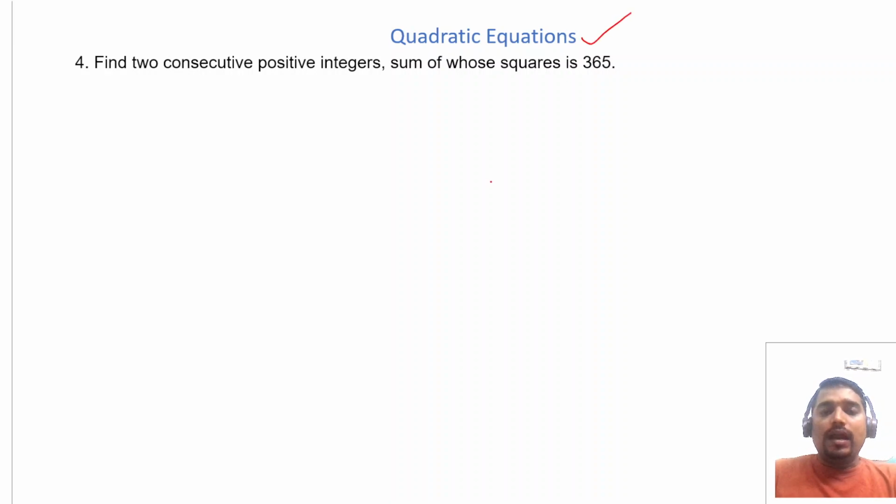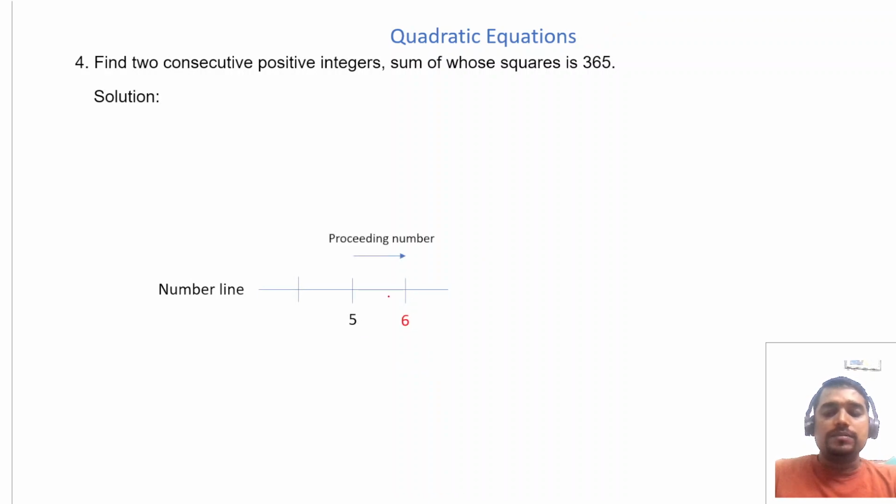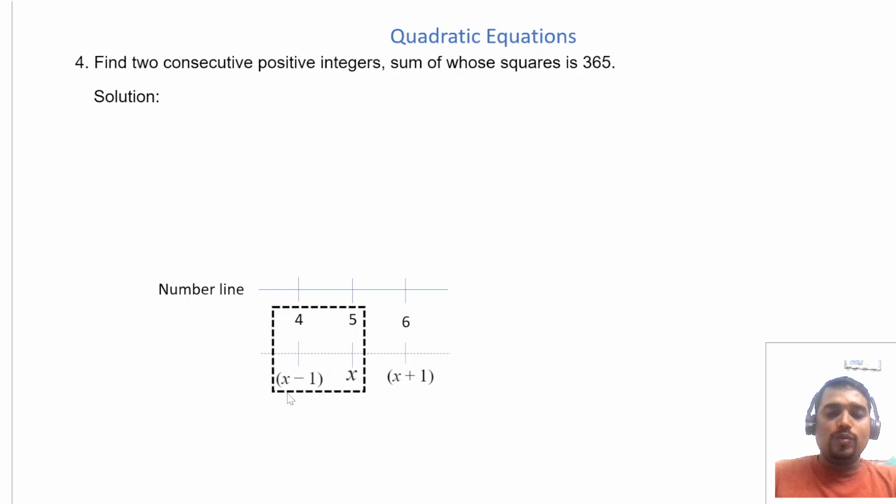Now let's understand a few concepts about the number line. On the number line, if number 5 is considered, then the succeeding number for 5 is 6, that is 5 plus 1. Also, the preceding number is 4, that is 5 minus 1. Similarly, if one of the numbers on the number line is assumed as x, then the preceding number for x would be x minus 1, and the succeeding number would be x plus 1. That is, x minus 1 and x would be one pair of consecutive positive integers, or x and x plus 1 would be one such similar pair.